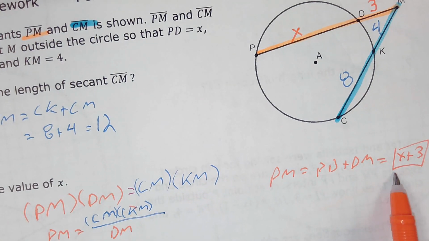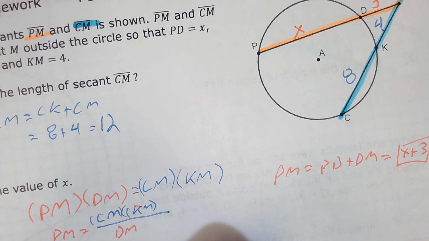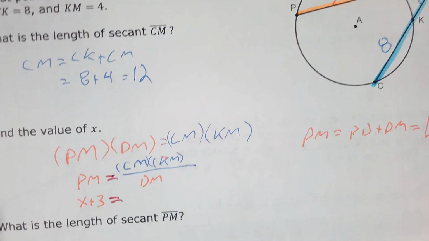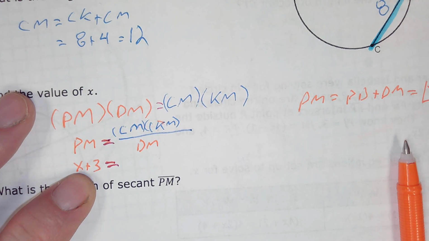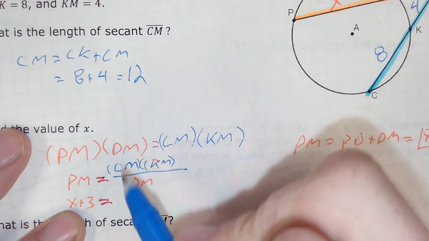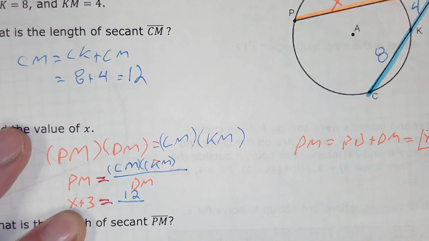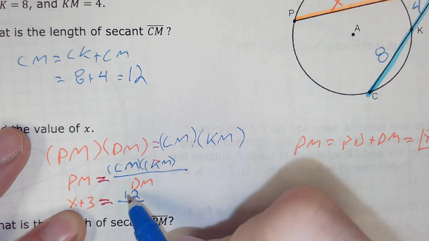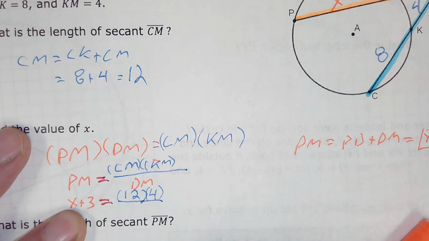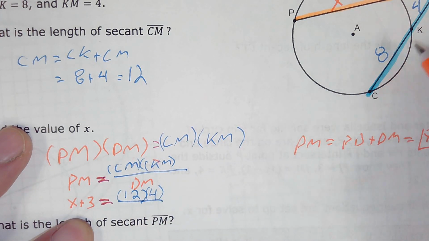So PM equals X plus 3, which is going to be equal to my CM, which I've already identified as 12, times KM, which is 4, divided by DM, which was 3.